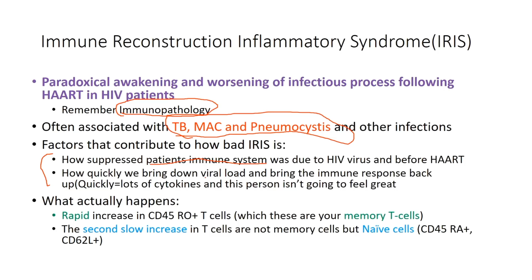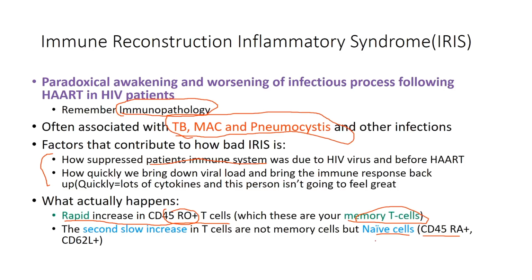What actually happens at the cellular level is a rapid increase of CD45RO positive T cells. These are pretty much your memory T cells, so we see a rapid increase in there. And then later on, we see a second slow increase in T cells, and these are because we're making new naive T cells in our thymus, and those are your CD45RA positive and CD62L positive naive T cells.